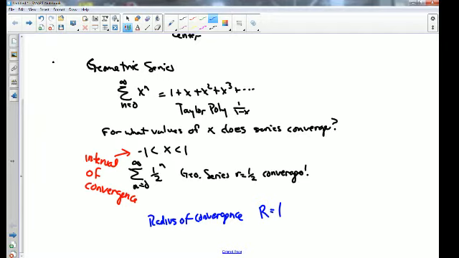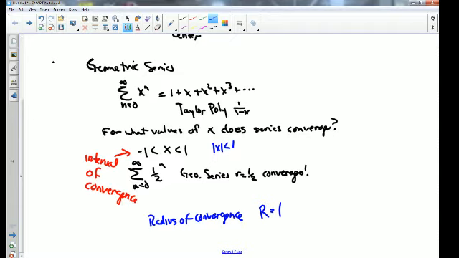If your interval is from -1 to 1, it's like your diameter, so to speak, right? So what would the radius be? 1. So basically what you're looking at is the absolute value of x is less than 1. That's your radius of convergence. Okay, so those are the two big vocab things for today.